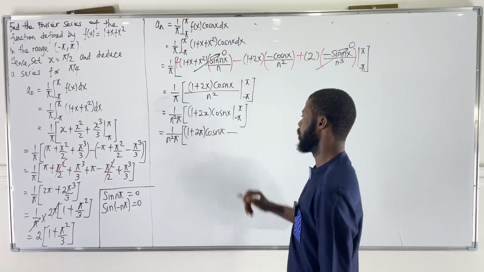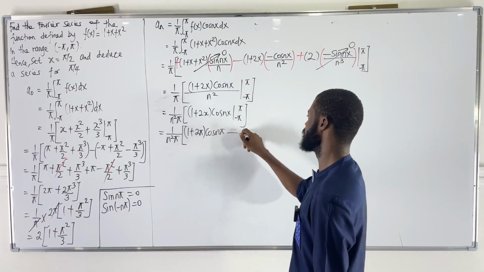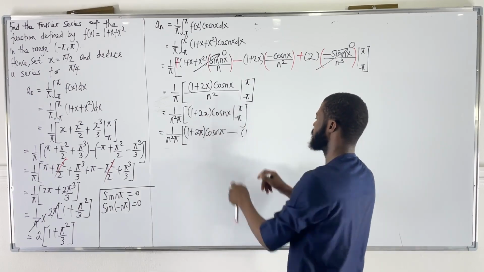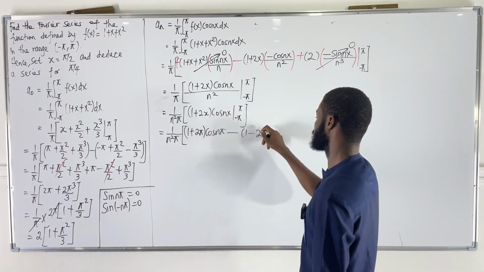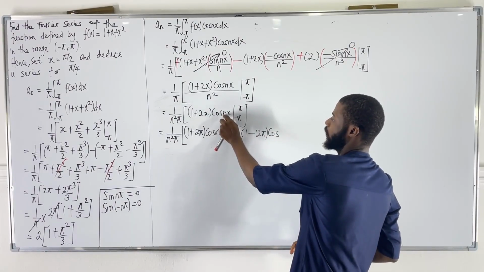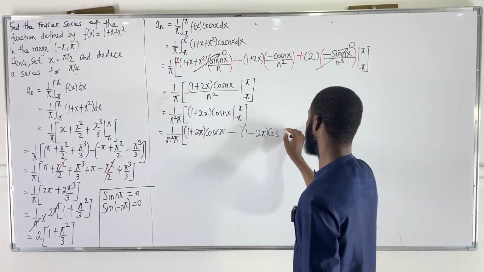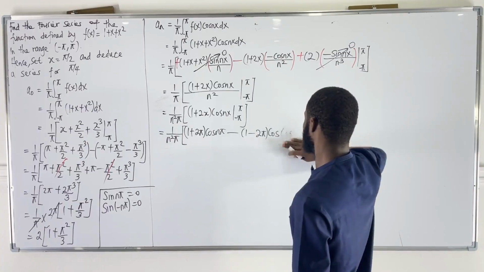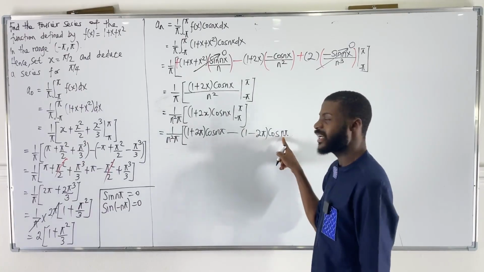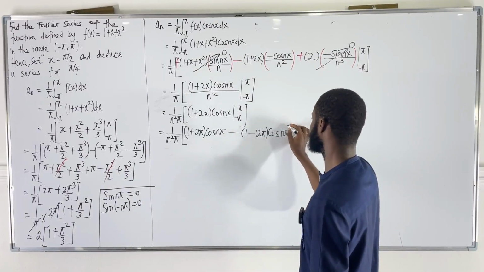Minus. For the second part, anywhere I see x, I'm going to put minus pi. So this is 1. If you put minus pi here, 2 times minus pi is minus 2 pi. And then cosine, if you put minus pi here, you would have n times minus pi, which is minus n pi. But you know from everything we've been doing, the negative and the positive are the same. So it's not a problem.